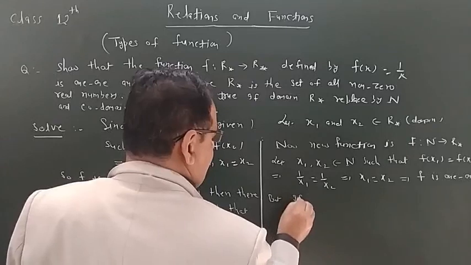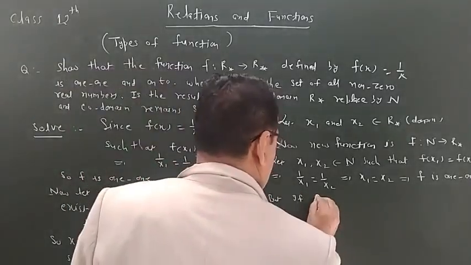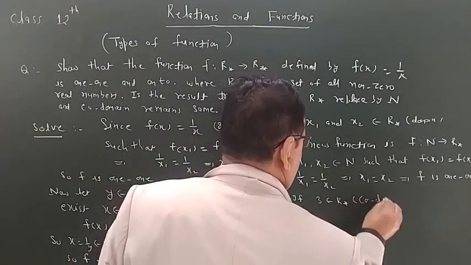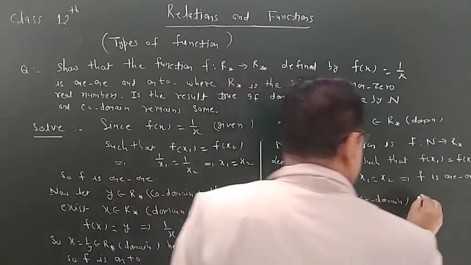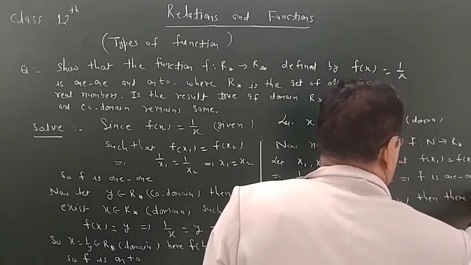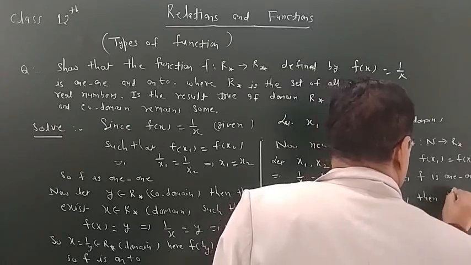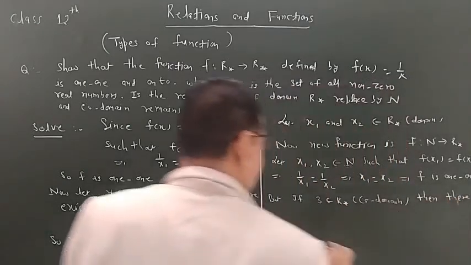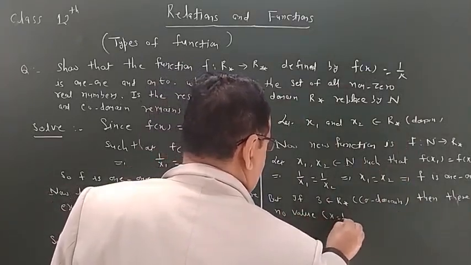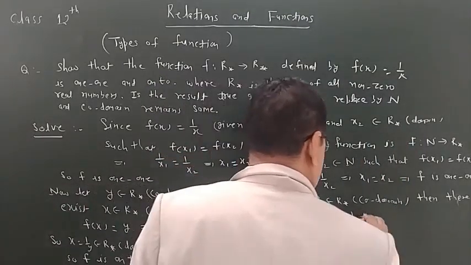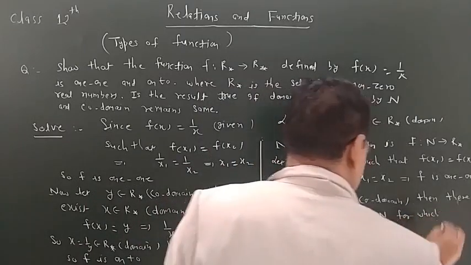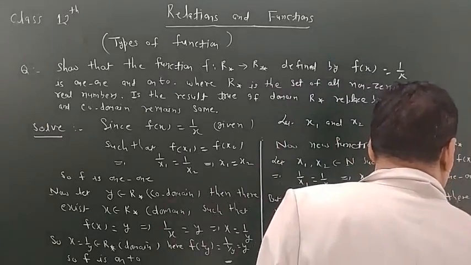But if 3 belongs to R star, the codomain, then there exists, but then there is no value x equal to 1 upon 3 in N for which f(1 upon 3) equal to 3.